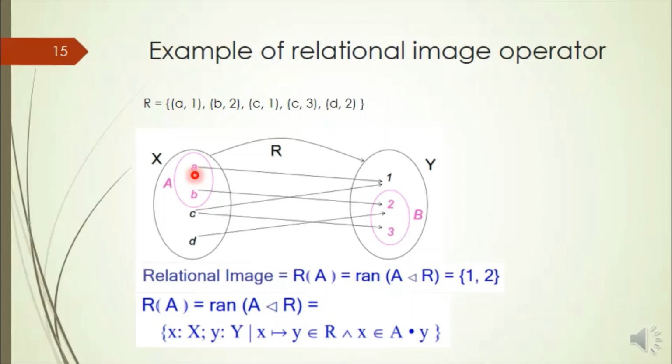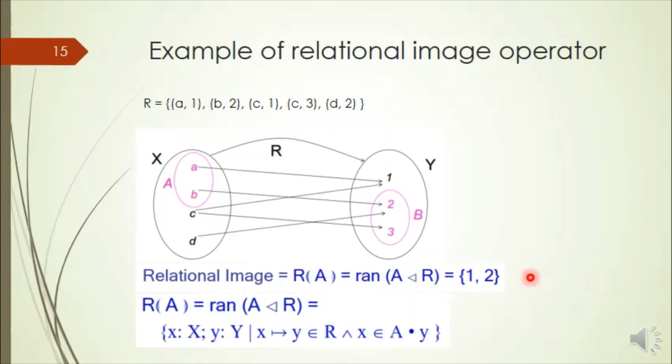For example, the element associated with element A is 1, so 1 would be in the output set, and 2 is associated with the second element of set A, which is B, so 2 would also be an element of the output set. So what we get as output is a set of images of set A.